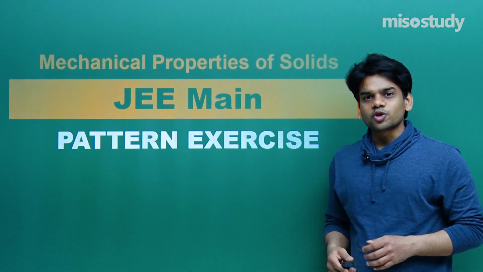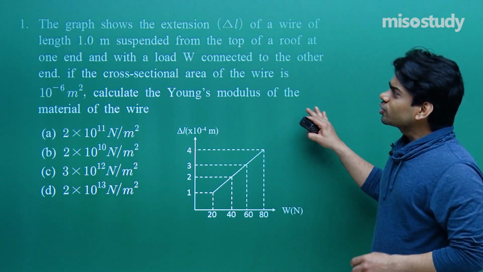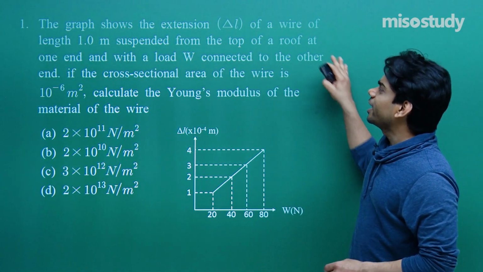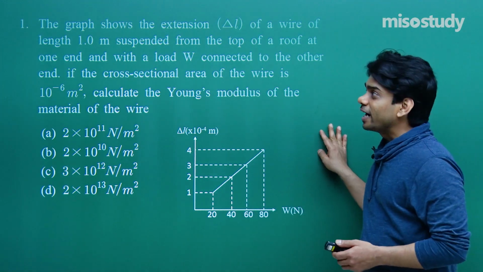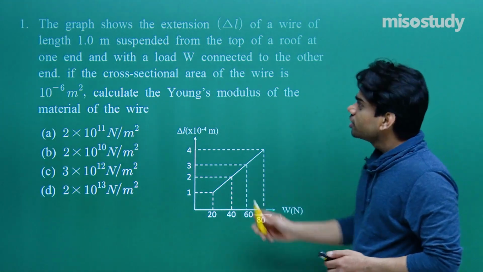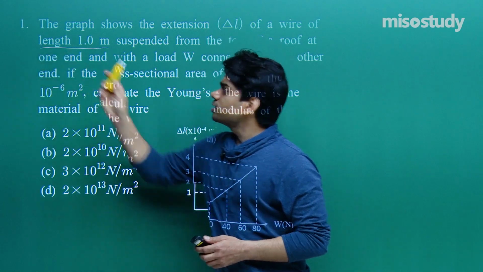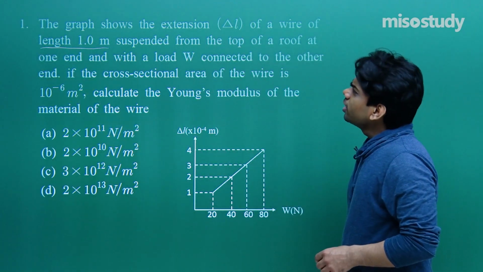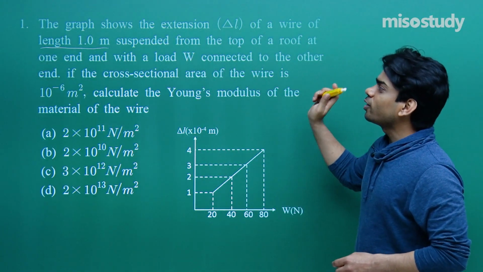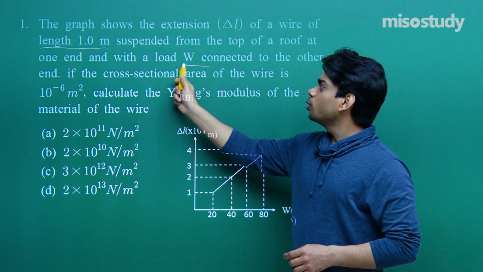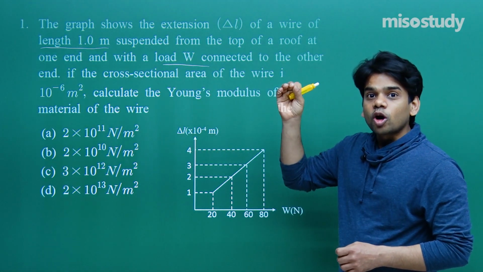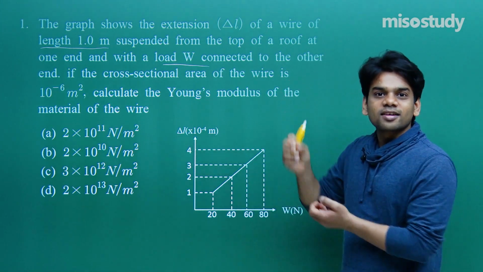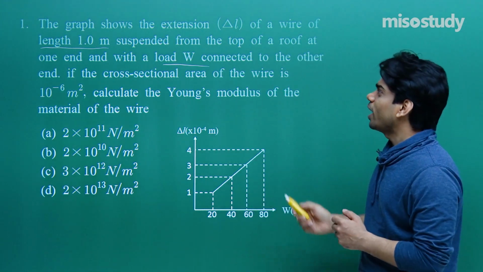Now let us go with the first question of the day. First question: the graph shows the extension delta L of a wire of length 1 meter. So we have a wire of length 1 meter, that is what has been provided in the question. So I am underlining this first important thing. Suspended from the top of a roof at one end and with a load W connected to the other end. That means the wire is connected at the top and a load is connected at the other end, that is at the bottom end of the wire.